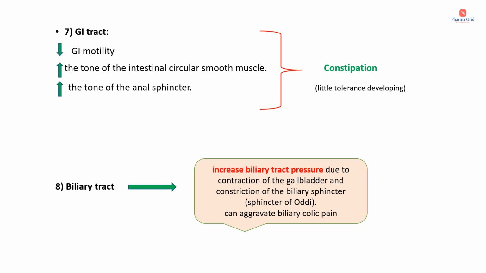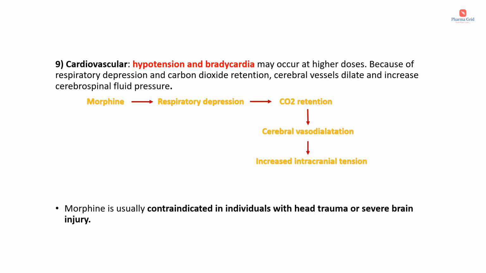Then coming to the biliary tract, opioid drugs will increase the biliary tract pressure due to contraction of the gallbladder and constriction of the biliary sphincter, which is the sphincter of Oddi, and thereby it can aggravate the biliary colic pain. So coming to the cardiovascular system, hypotension and bradycardia may occur at higher doses.